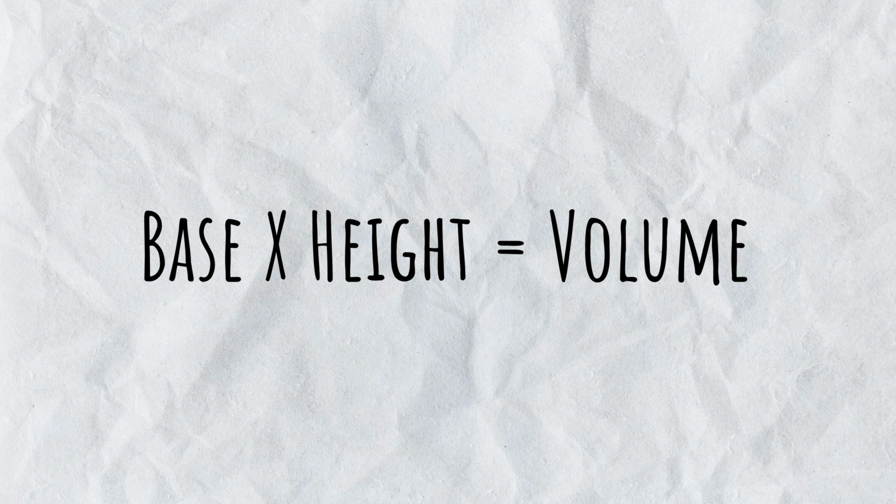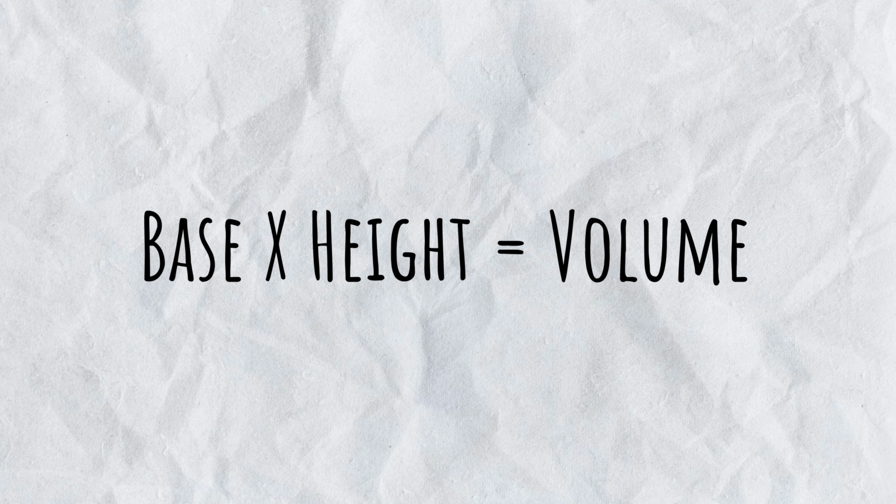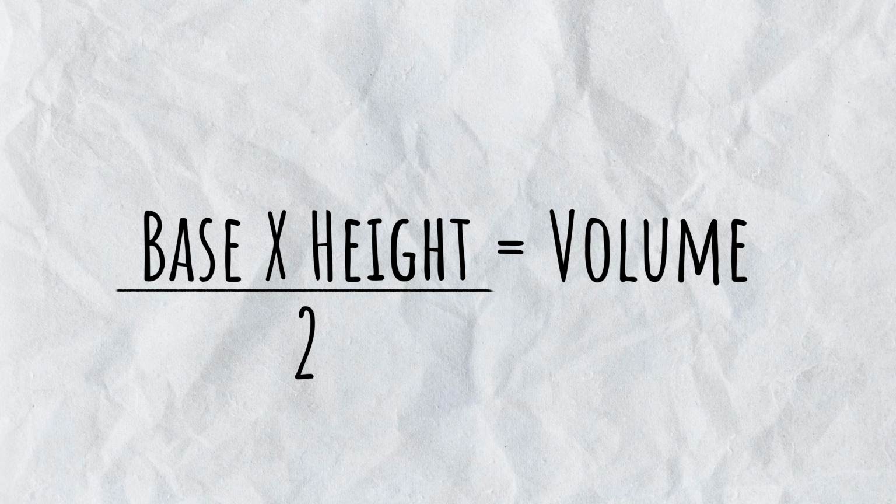So for triangular prisms, it's actually not that much different. You follow exactly the same formula, so that's the base times the height. But the difference is you have to divide your answer by 2. Let's look at an example.